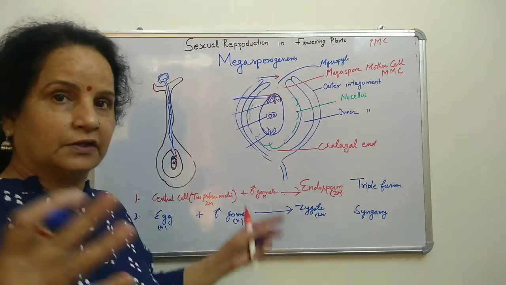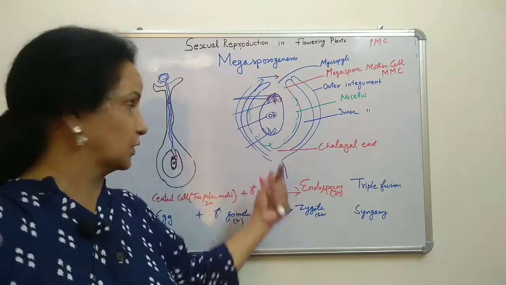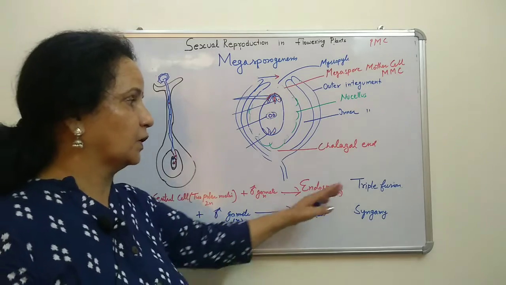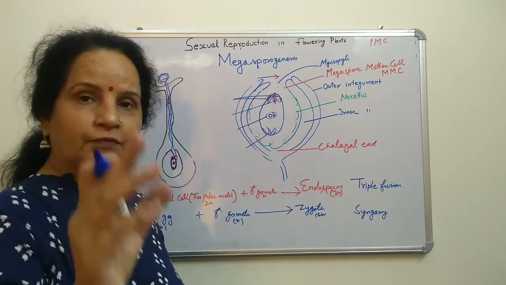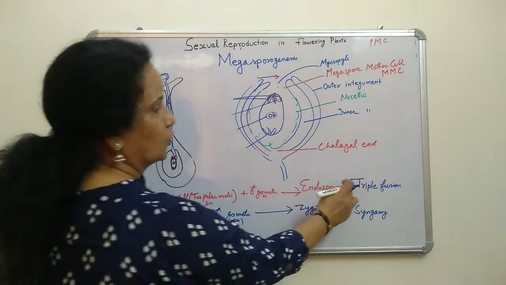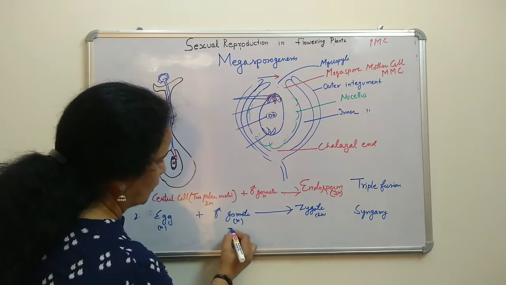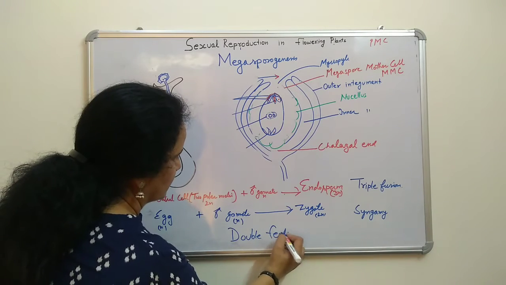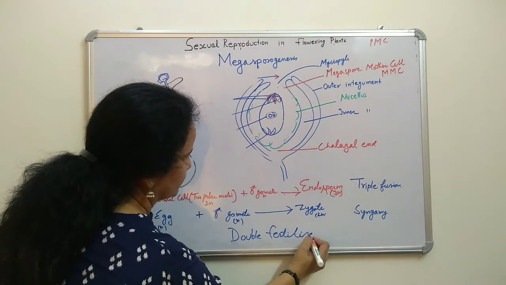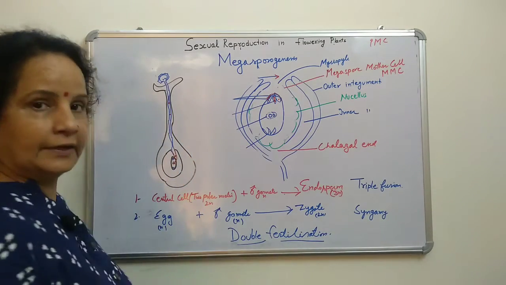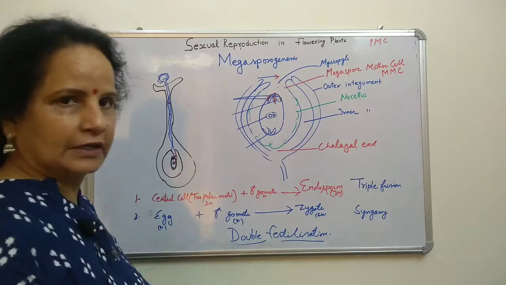So there are two types: one is triple fusion, the two polar nuclei plus one male gamete. Now these two together are called double fertilization. Since two fusions will take place, this is called double fertilization. Right? Means here two fusions will take place.